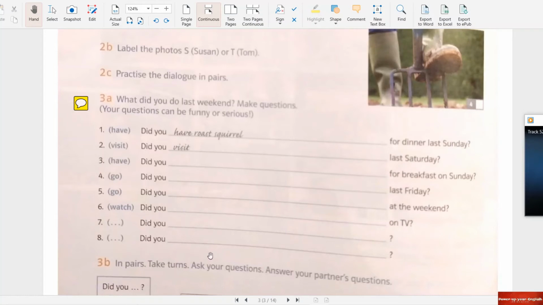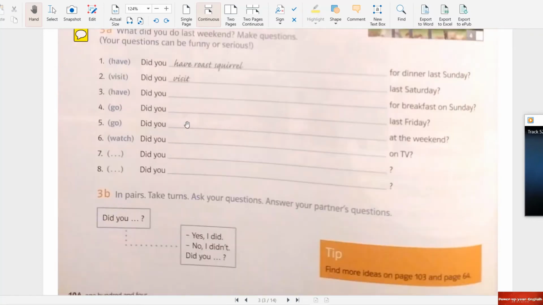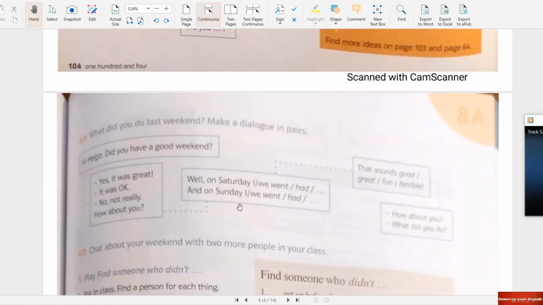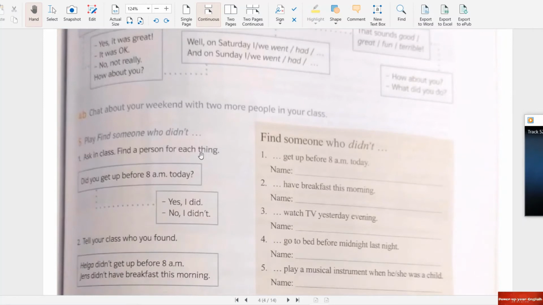Did you watch? And here you can choose any other verb. Just remember that the main verb doesn't change. It actually remains in the base form as I've showed you before. So, as you can see, when we ask did you, we have short answers. The short answer uses the auxiliary, so you can reply, yes, I did, or, as I showed you before, no, I didn't.